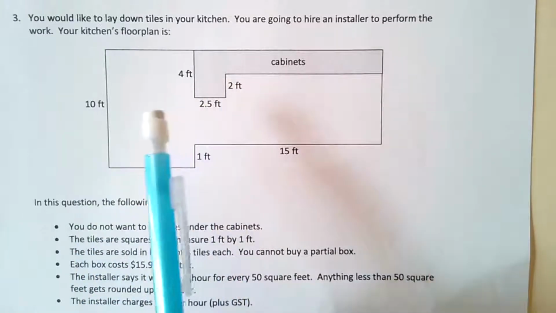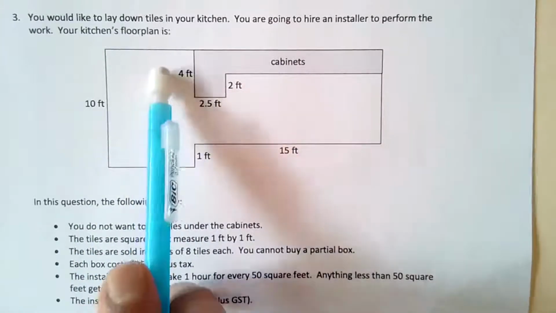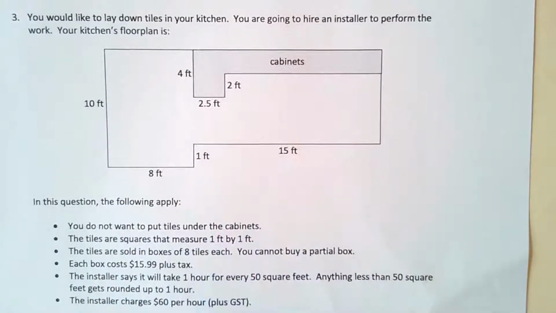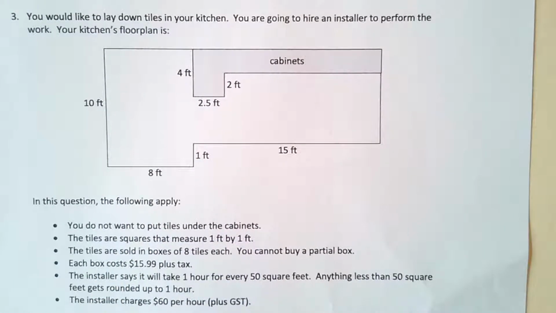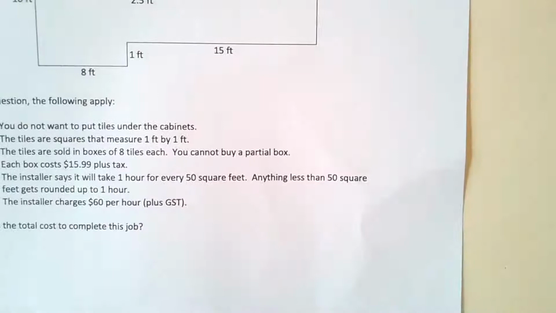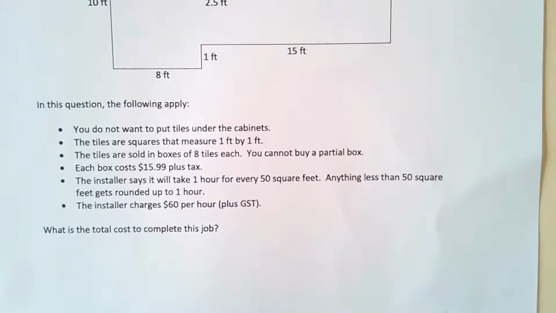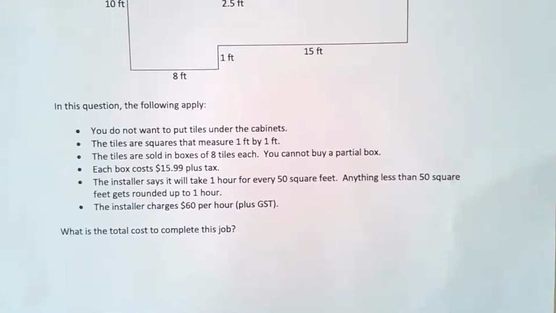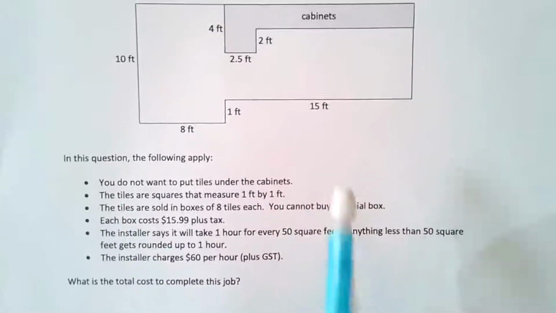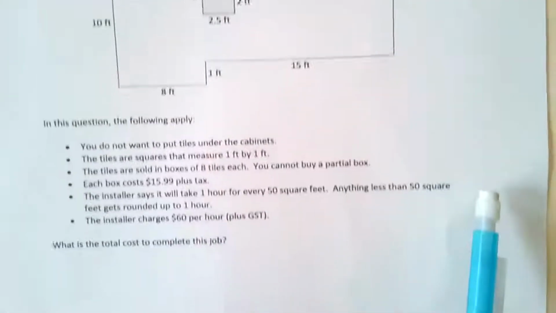So your goal is to find how much tile you need to put in the kitchen, and also how much it will cost for labor. These are some conditions you're given. You don't want to put tiles under the cabinets, so there are no tiles here.